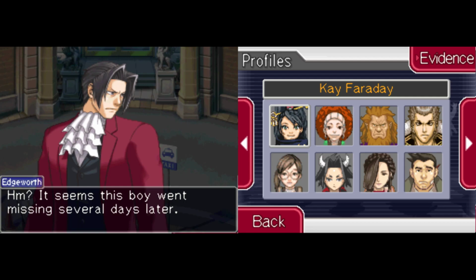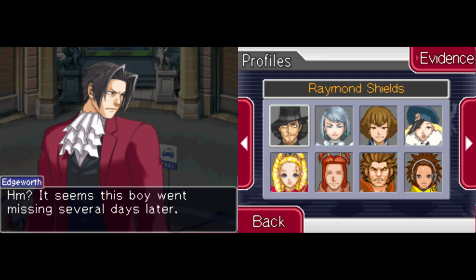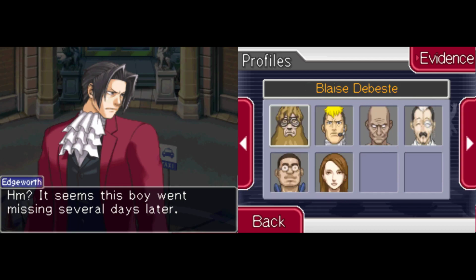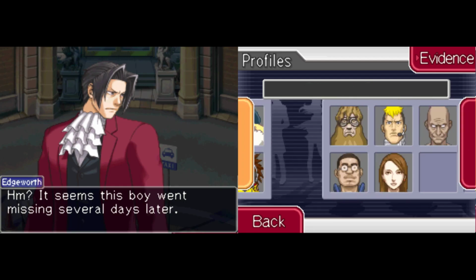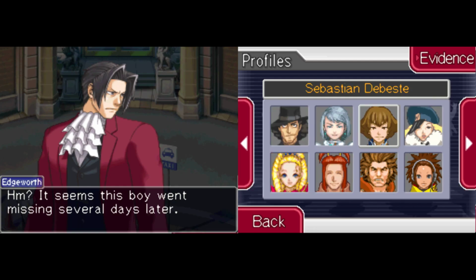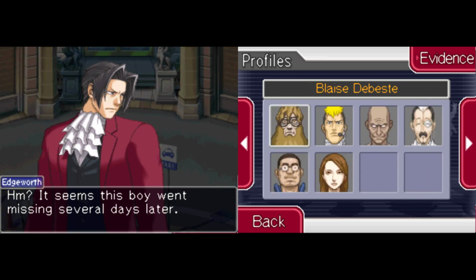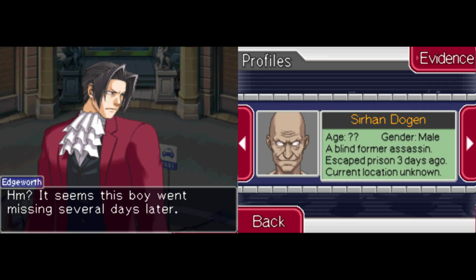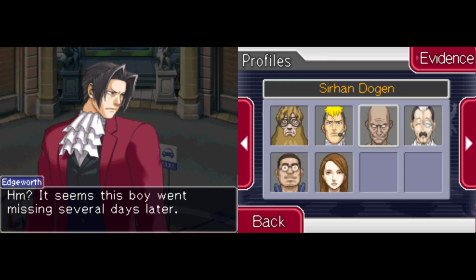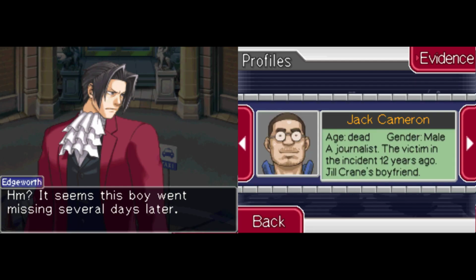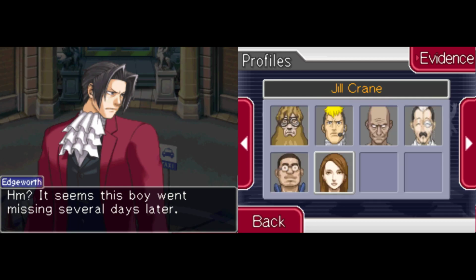New theory based on the evidence that we have uncovered thus far. Sebastian de Best is not really Blaze de Best's biological child. He is, in fact, the son of what's-his-name, the pastry chef from a couple cases ago, who went missing. He wound up at the orphanage, and then Blaze de Best adopted him. I don't know why yet, but we'll get there. Man, that's a freaky-looking guy. That's also a freaky-looking guy, actually. Sorry, Jill.